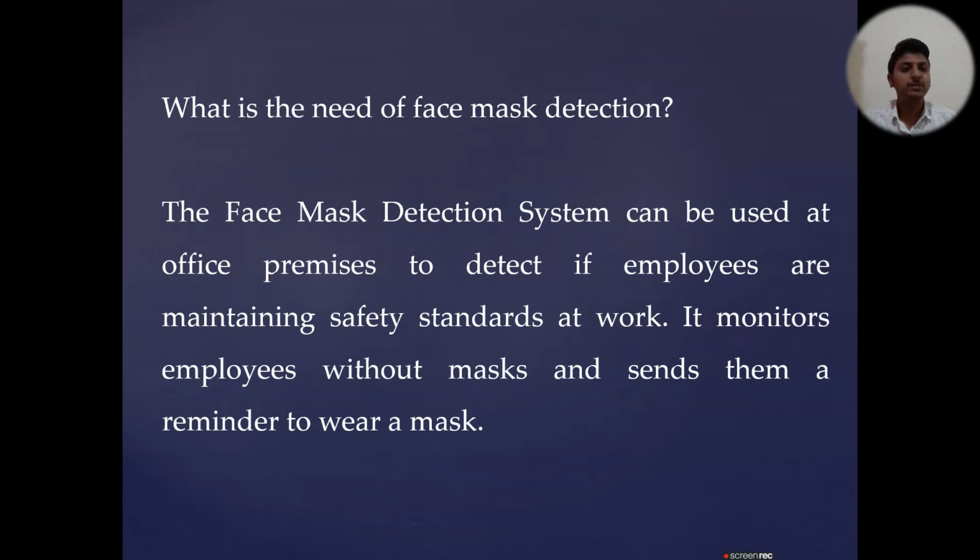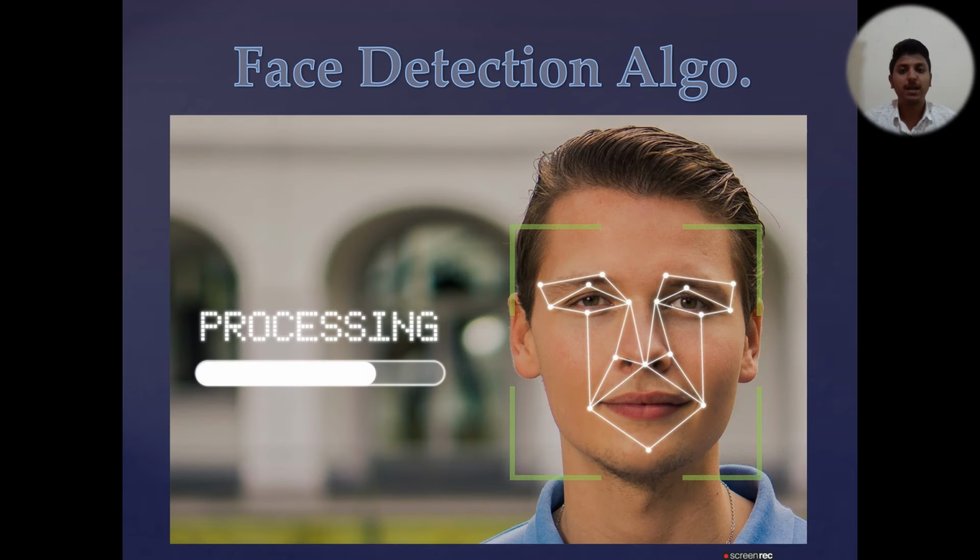So what is the need of face mask detection? The face mask detection system can be used at offices and premises to detect if employees are maintaining safety standards at work. It monitors employees without a mask and sends them a reminder to wear a mask. So this is the need of face mask detection, and we are using an AI based face mask detection adaptive program to detect whether a person is wearing a face mask or not.